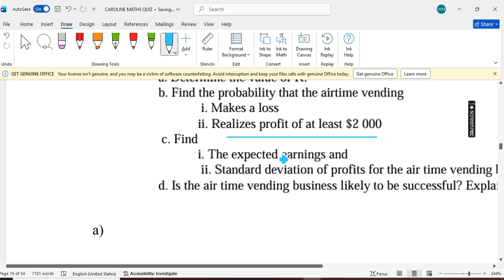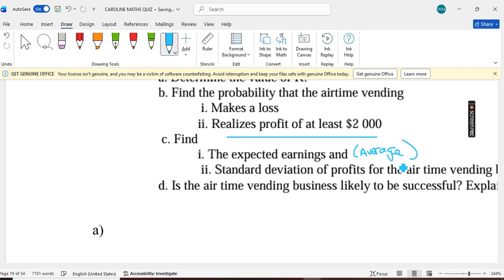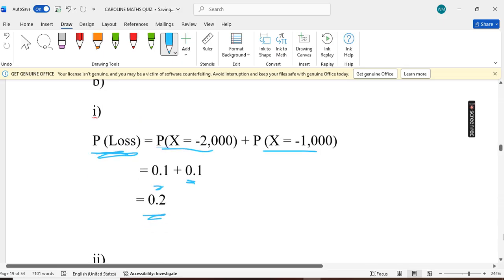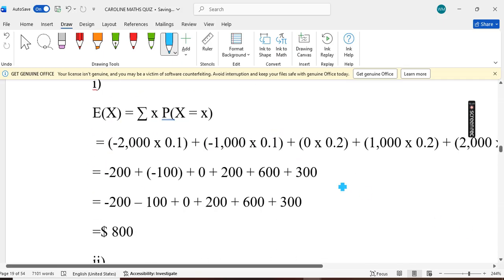Expected earnings. So this is asking us to find the average profit. When you're dealing with probability and you hear the word expected, think average. Okay, colleagues? So they're telling us to find what is the average profit if you invest in this airtime business. Find the expected earnings. So this is the formula for the expected earnings.